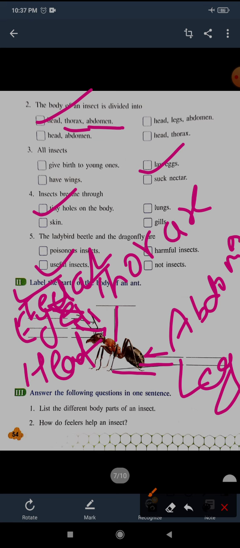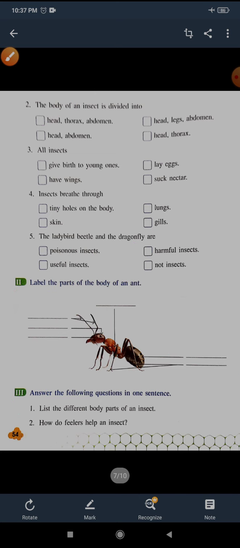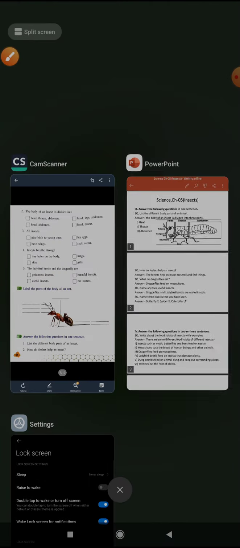Now come to section number 3. This is the statement question, and for this I have prepared a PPT. So let's see.